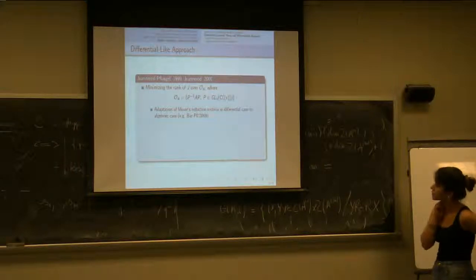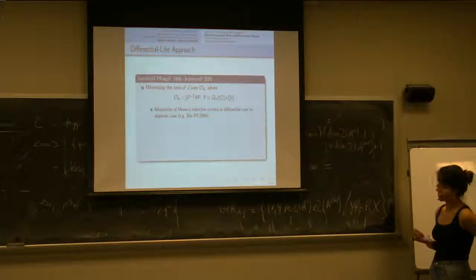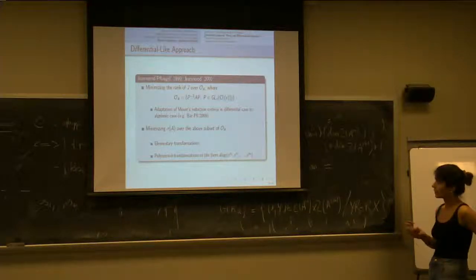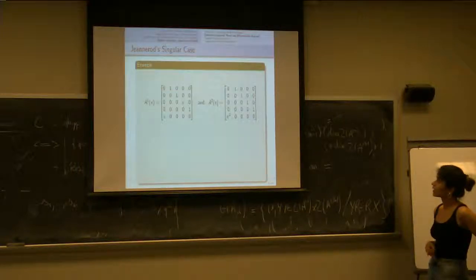So why am I talking about this? Because in the 2 articles of Junho, Flugel, and Junho, they borrowed Moser's criteria and algorithms of Moser reduction to show that if we minimize the rank of J over the orbit of A, which consists of all the similarity transformations we can perform on A, and then we minimize these cyclic characteristics over this subset of matrices similar to A, which have a minimal rank, and this can be obtained by elementary transformations and polynomial transformations, as in the differential case, then we can solve some singular cases in Litsky's theory.